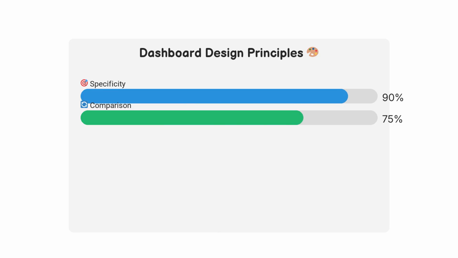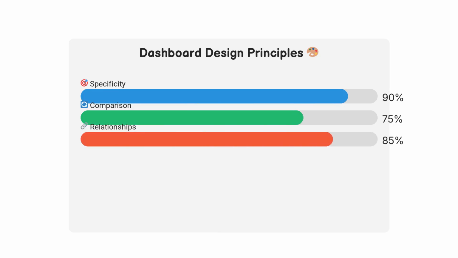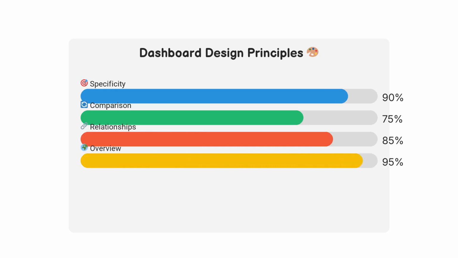The data flows from specific to general. We start with individual countries, then compare metrics, then show relationships, and finally present the global picture. This is deliberate dashboard design.